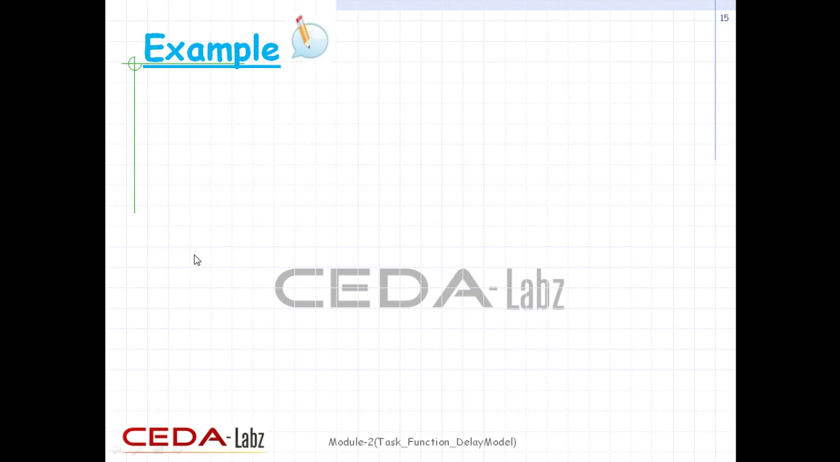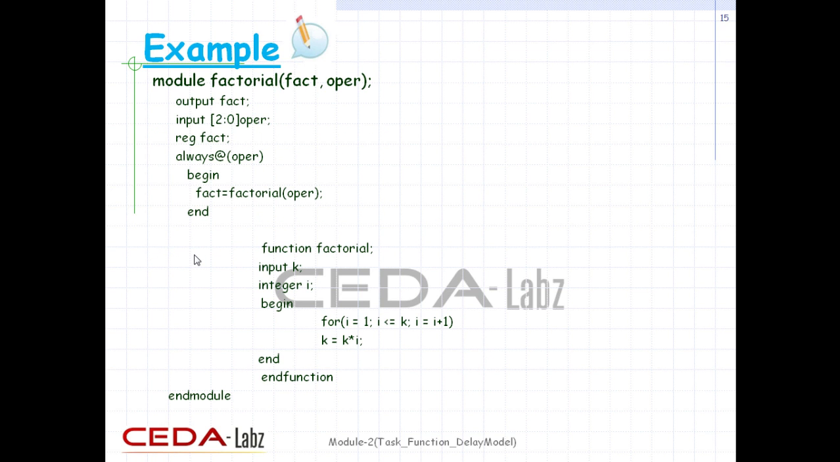Here is an example using function. In the given example, desired module is calculating the factorial of a number. Module is declared with the keyword module, followed by module name as factorial. It has two ports. The output variable, fact, is declared with keyword output. And variable, upper, is declared as input, which is of 3-bit size. Since we are using function inside the always block, the output port is declared as reg data type.